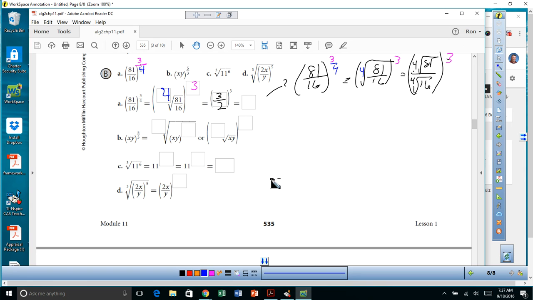All right, so the fourth root of 81 is 3, and the fourth root of 16 is 2, and then we cube that. I'm just showing each step so you see where I get everything. You distribute that 3 inside, and you get 3 to the third power and 2 to the third power. 3 to the third power is 27, and 2 to the third power is 8. So we get 27 over 8.